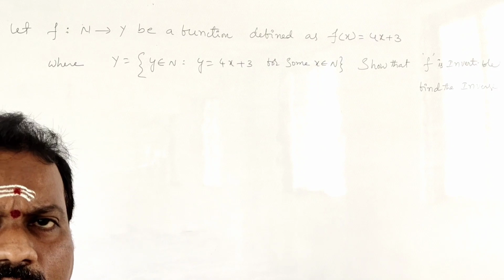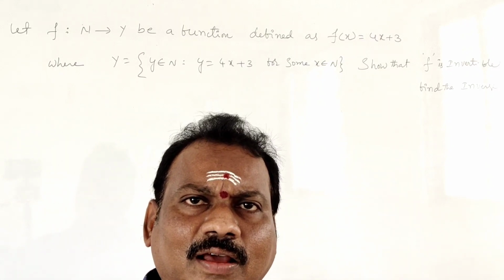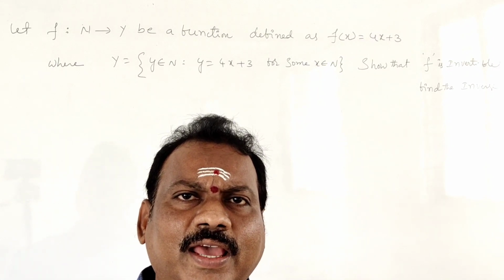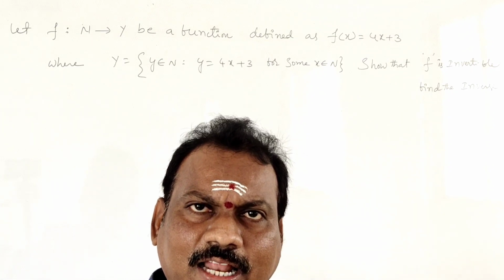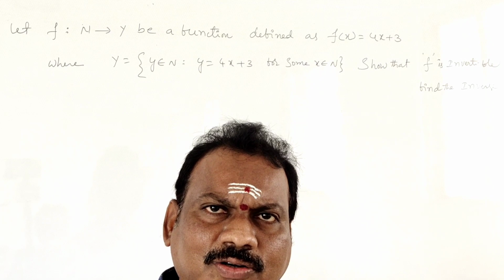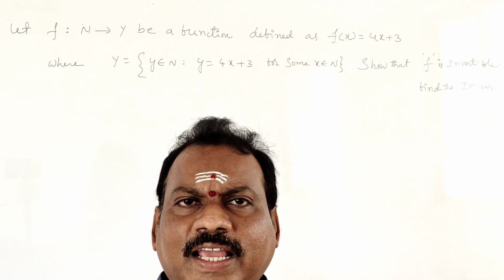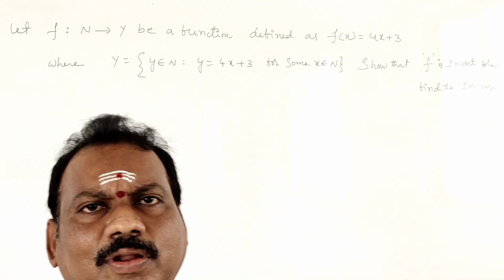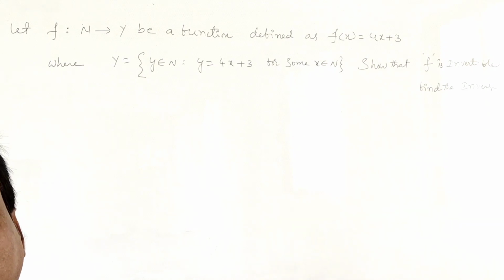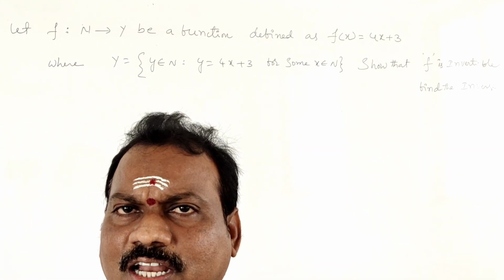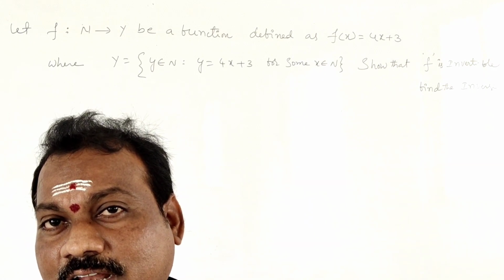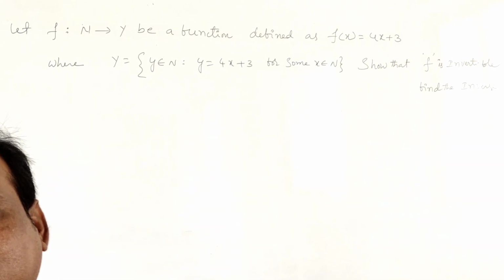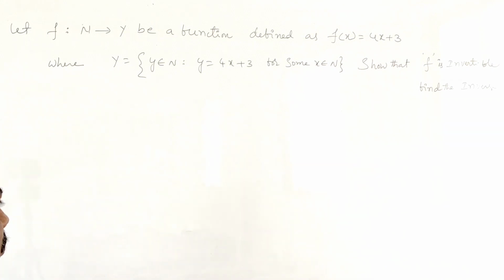You remember, if a function is invertible, obviously it should be one-one and onto, then only it is invertible. That means if a function is bijective, then only it is invertible. Before going to this problem, I will explain a small concept: inverse function, and inverse of a function. What is the difference between those two? You have to see that.